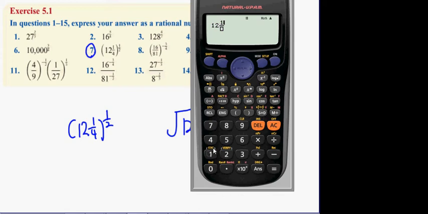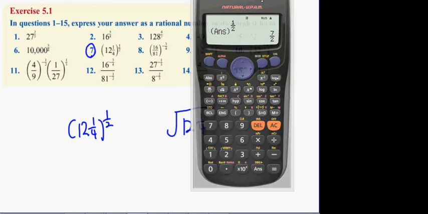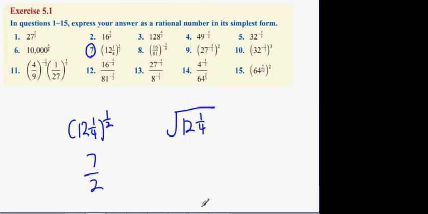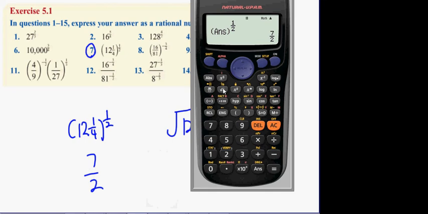I'm just going to press the equals sign. It's probably easier. Sometimes if you don't want to go through the hassle of making more brackets, just press equals. And then you can just do your answer to the power of a half. Okay, and this will do it now. 7 over 2 is our answer. It's the same thing as if I did the square root of 12 and 1/4. You can also see 7 over 2 as well.